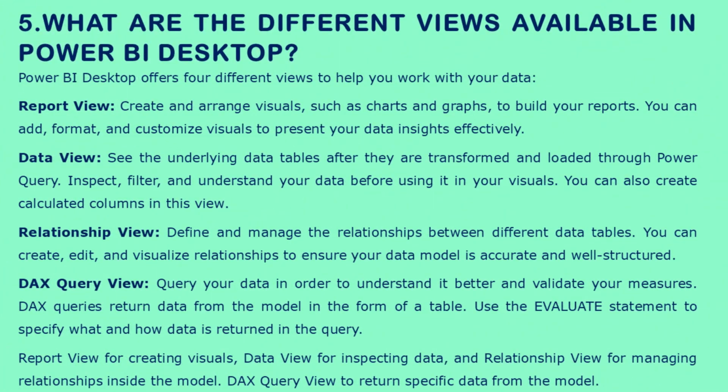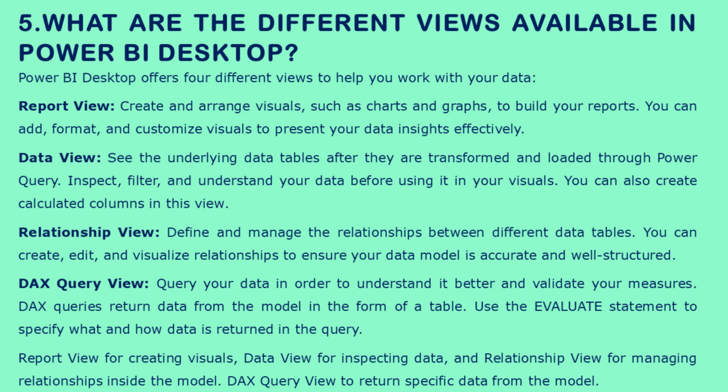What are the different views available in Power BI Desktop? Power BI Desktop offers 4 different views to help you work with your data. Report View. Create and arrange visuals, such as charts and graphs, to build your reports. You can add, format, and customize visuals to present your data insights effectively. Data View. See the underlying data tables after they are transformed and loaded through Power Query. Inspect, filter, and understand your data before using it in your visuals. You can also create calculated columns in this view.